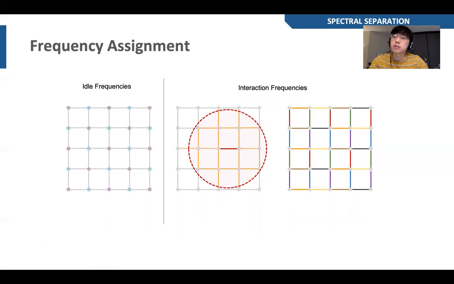When performing a two qubit gate, denoted as a red edge in the middle of the center figure, all nearby qubits must be tuned away from its interaction frequencies. Shown on the right-hand side is an example assignment of interaction frequencies for all edges for all pairs of qubits without any collisions.